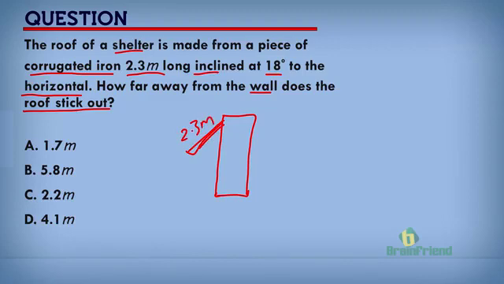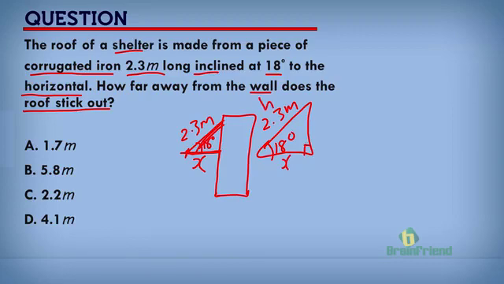All right, is inclined to the horizontal at 18 degrees. This is the horizontal. The inclining is to that point, so we have 18 degrees. And we're told to find how far away from the wall does the roof stick out. So it sticks out from here to this end. That's the wall, x. You can easily get our triangle out, 2.3 meters, 18 degrees, and x, which is our unknown. All right? So we can go ahead to use the trig functions to solve.